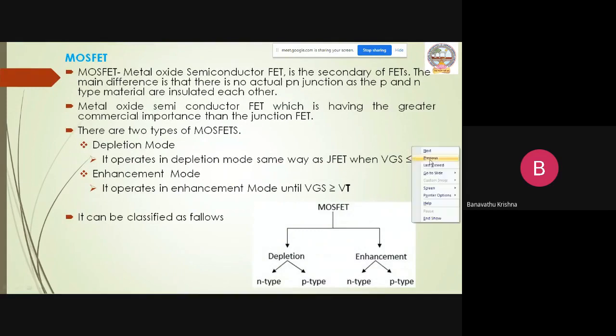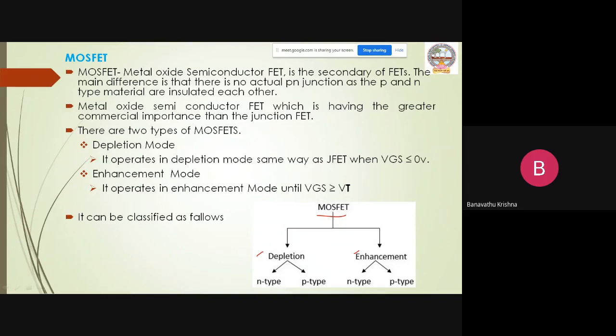MOSFET is nothing but the metal oxide semiconductor field effect transistor. Let us see here. The MOSFET is classified into two types. The first one is depletion mode and the second is enhancement mode.